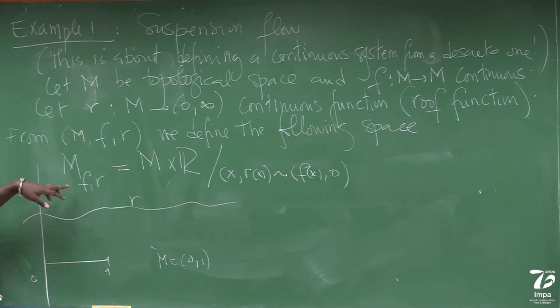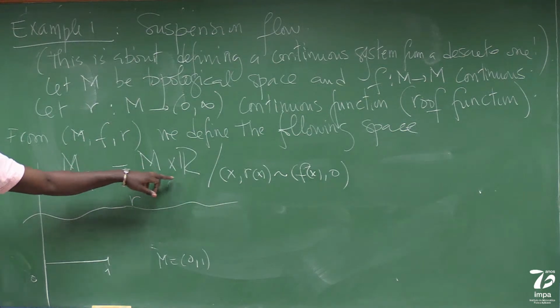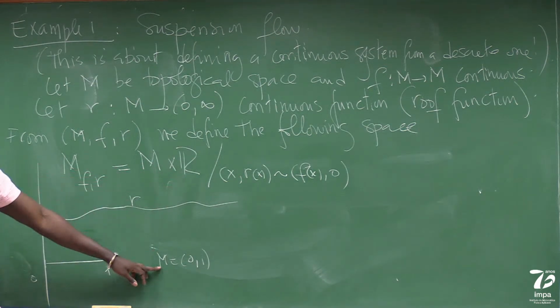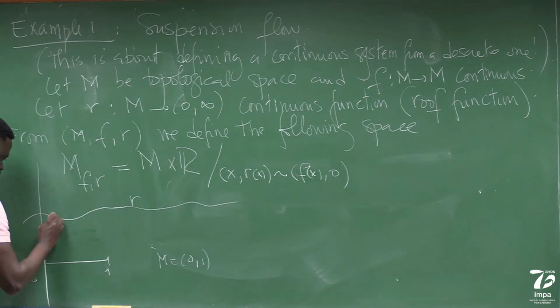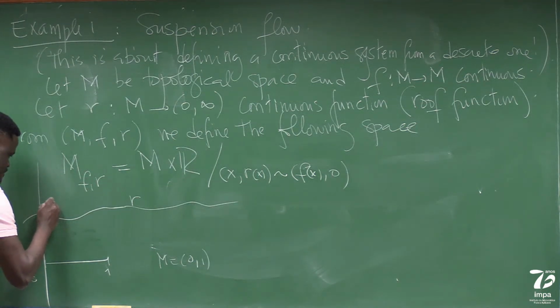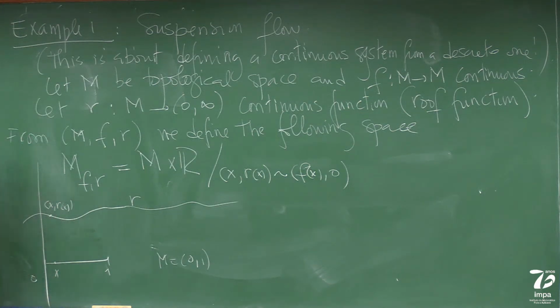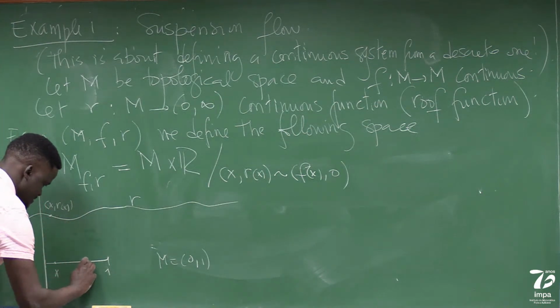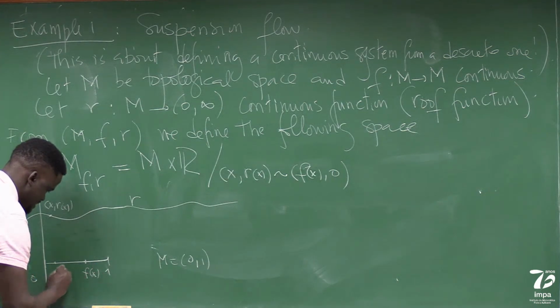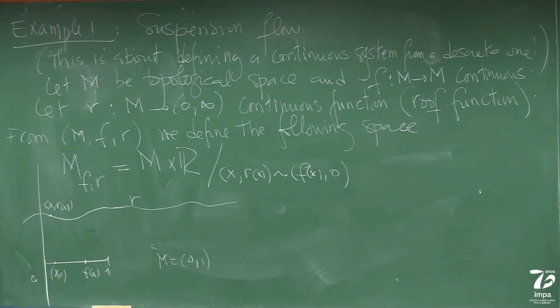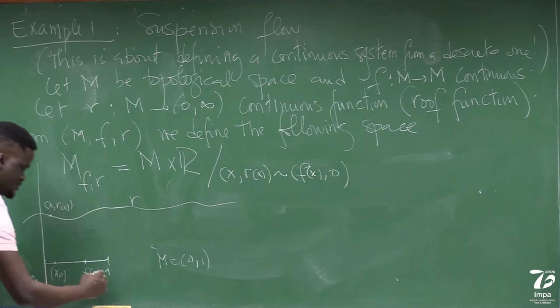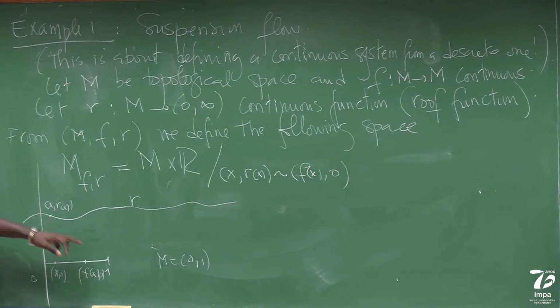This space is a two-dimensional space, with dimensions 1 and 1 in this example. You take this point here, which is (x, 0), and you identify it with the point above x, (x, r(x)), which is identified with (f(x), 0). So you identify these two points. This is how this space is defined.